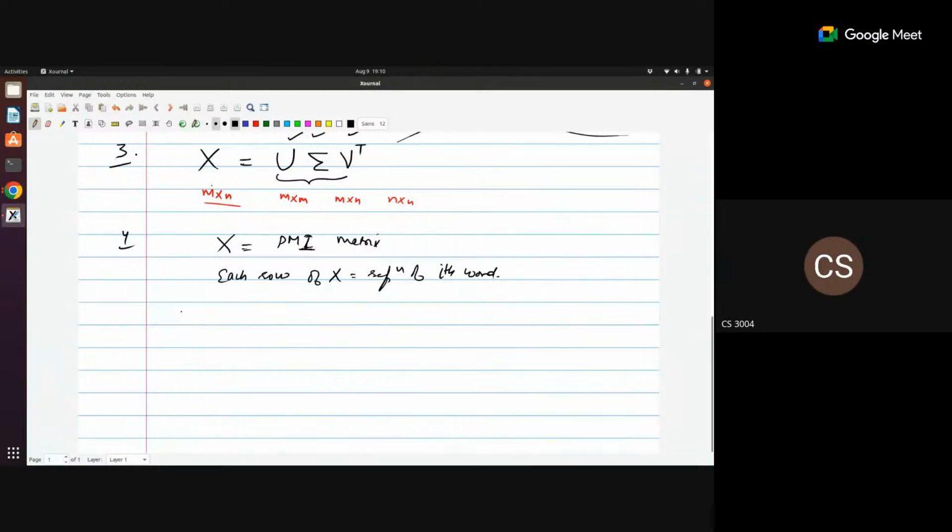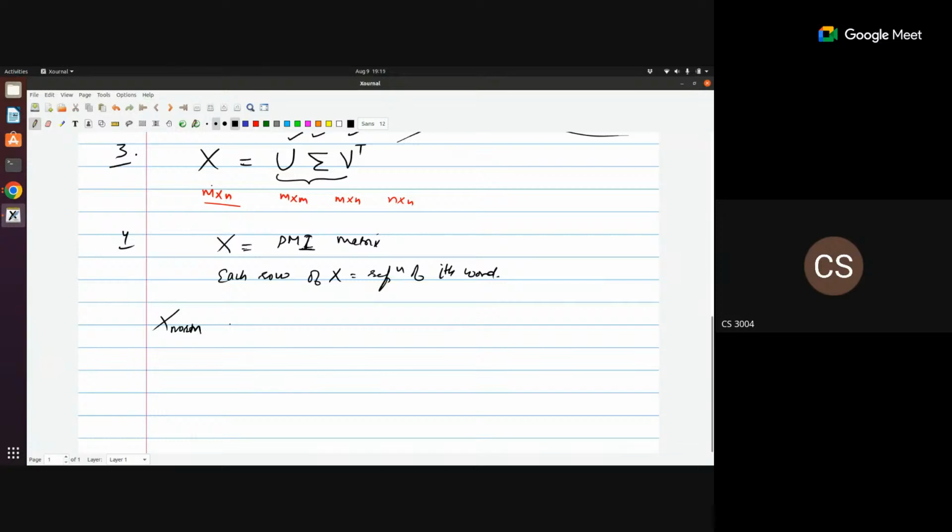What does that mean? Let's call the normalized matrix X naught. Firstly, if a vector is given and you have to find the normalized form of that vector, you will divide each value in that vector by the L2 norm, which is the length of that vector. That's what you'll do.